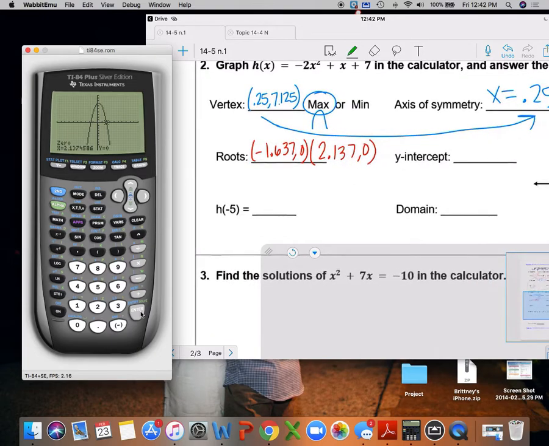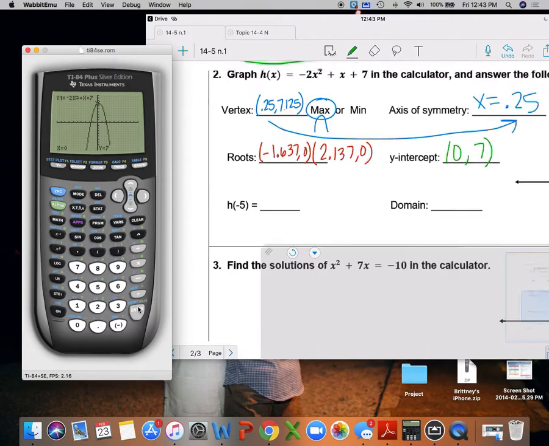To find the y-intercept, we click second trace value, so second trace enter. I know that my y-intercept is where x equals 0, and I click enter to figure out what that is. So my y-intercept is 0, 7.